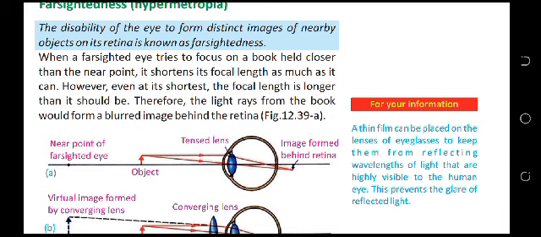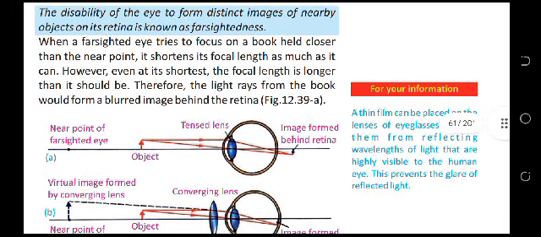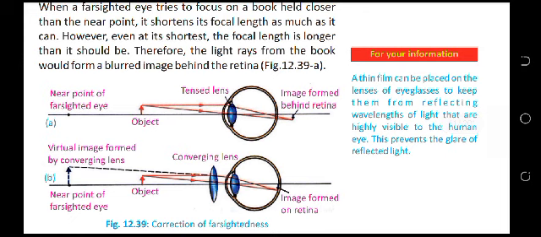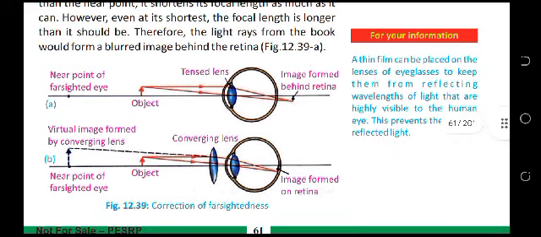However, even at its shortest, the focal length is longer than it should be. Therefore, the light rays from the book would form a blurred image behind the retina. Fig 12.39. A near point of farsighted eye. A tensed lens, image formed behind retina. Object visual image formed by converging lens. Converging lens, near point of farsighted eye. Object image formed on retina.